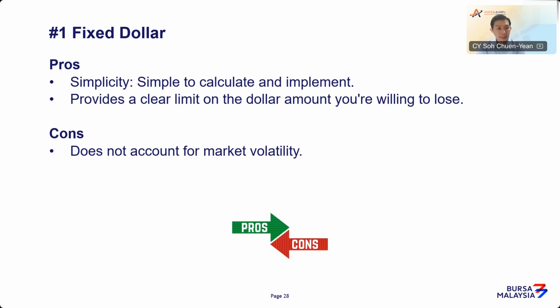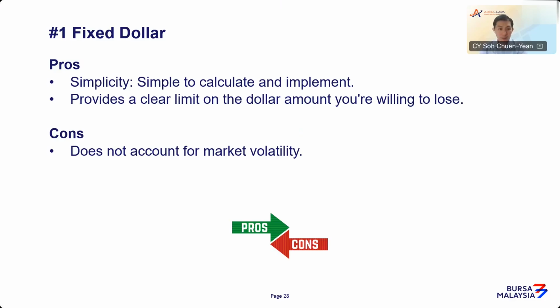Now, here are the pros and cons of the fixed dollar approach. Fixed dollar is very easy to apply. It's simple. Of course, this allows you to prevent large losses, because when you automatically set this loss, it automatically exits the trade before losses become too large. And it's easy to calculate anyway. Okay, it reduces emotional trading.